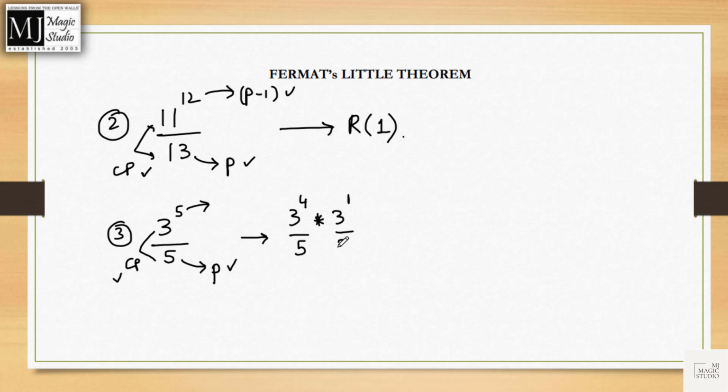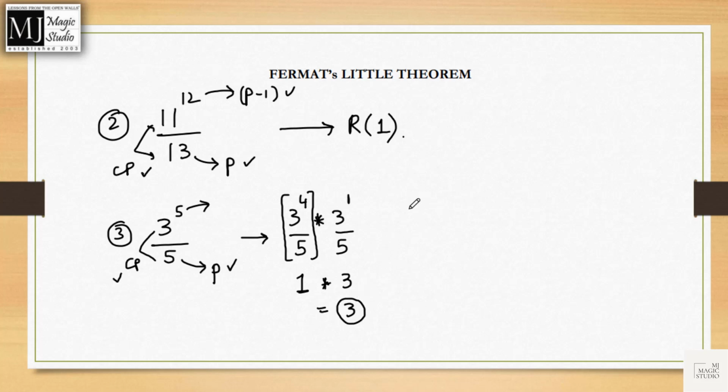is divided by 5. This is also divided by 5. The first part follows Fermat's little theorem. Remainder is 1. Second part, 3 to the power 1 when divided by 5 will leave remainder 3. So overall remainder is 3.